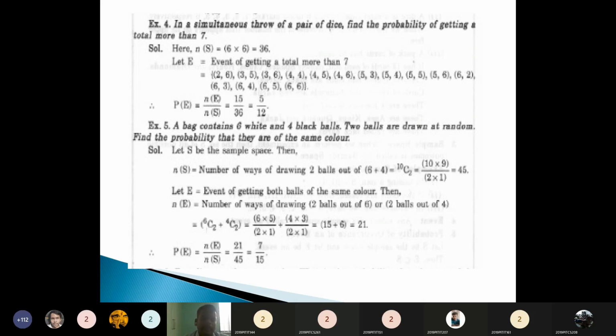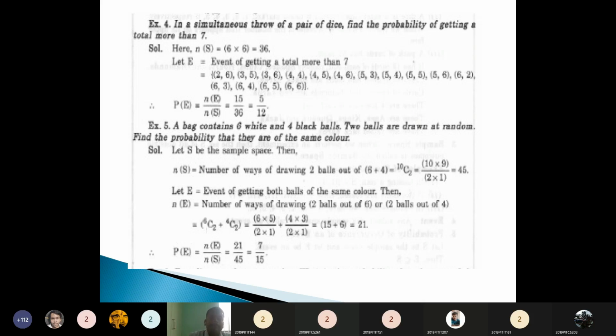Next, a bag contains 6 white balls and 4 black balls. 2 balls are drawn at random. Find the probability that they are of the same color. So n of S is equal to 6 plus 4, the total number of balls. We are picking 2 balls at random, so that is 10C2.